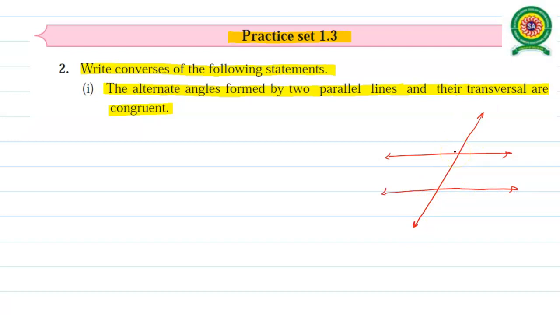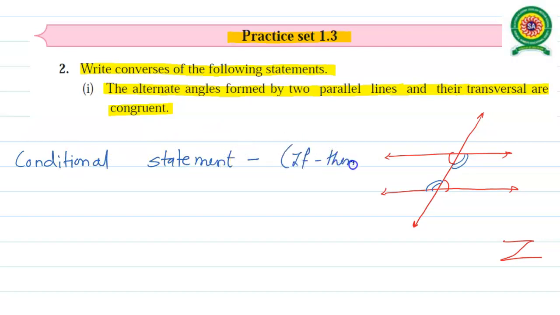Which are the alternate angles? Those formed in the shape of the letter Z. Those two are alternate angles, and the next pair of alternate angles, those two, are congruent. First of all, try to write it as a conditional statement, that means of the form if-then. The alternate angles formed by two parallel lines and their transversal are congruent.